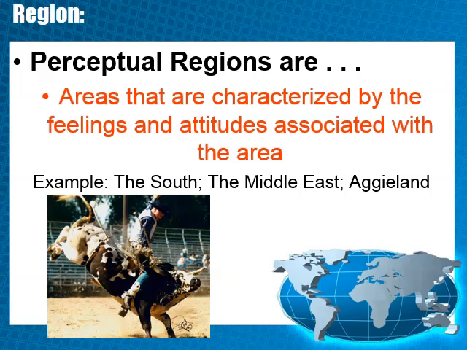So, how many of you have ever noticed the fact that people think that everybody from Texas or from the southern United States is a cowboy and we ride horses to school and that kind of thing, or everybody's wearing a cowboy hat or participating in a rodeo? That's the example of a perceptual region. It's a perception about the South.